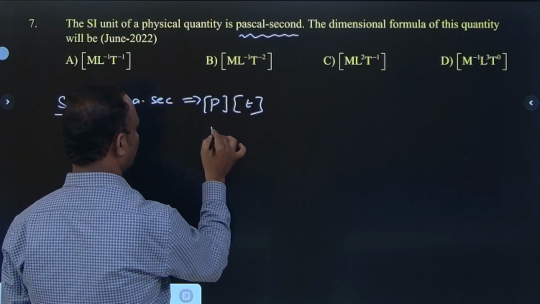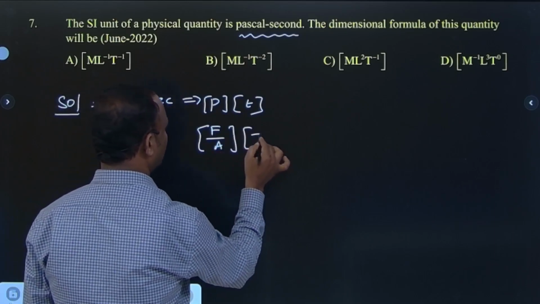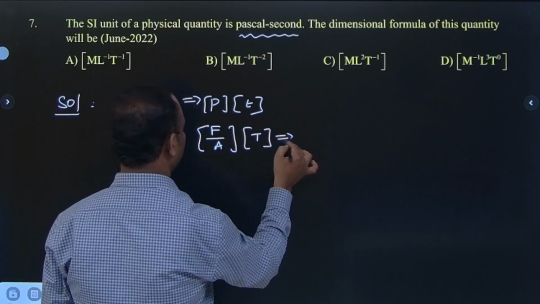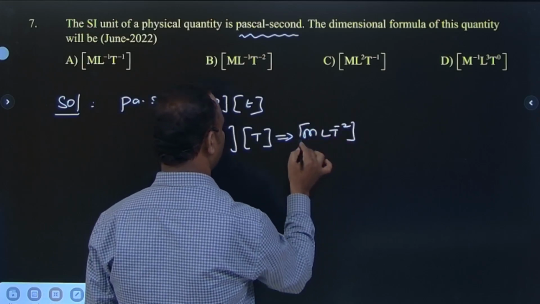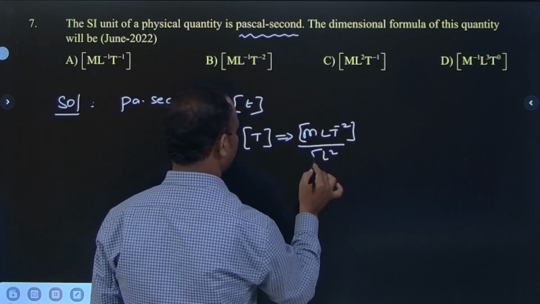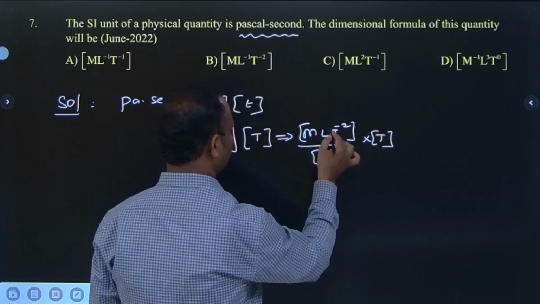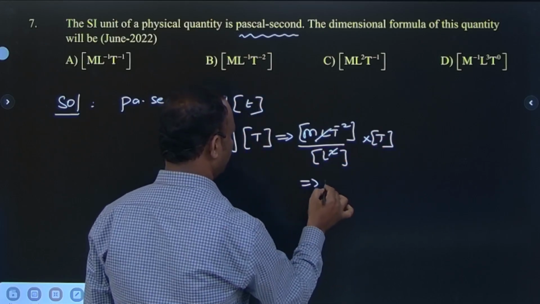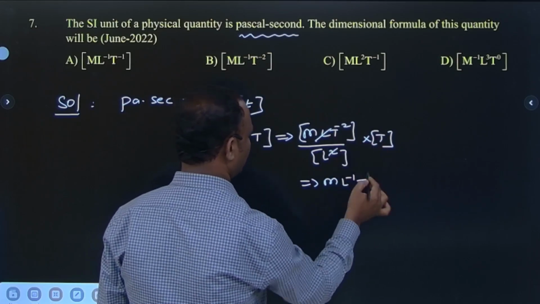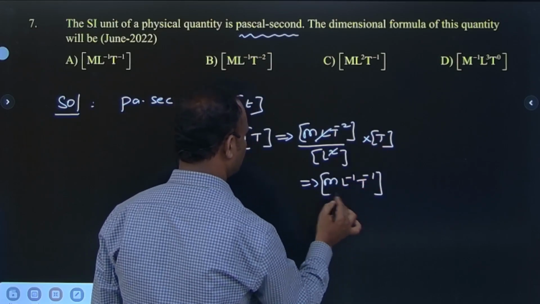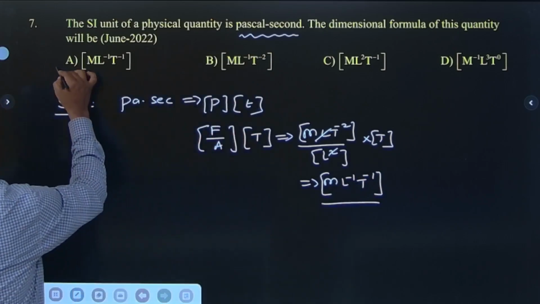Pressure is force per area. If you don't know the pressure, F is MLT minus 2, divided by L square, and then the dimension formula of time is T. This and this cancel. So we get ML minus 1 T minus 2, times T, which gives T minus 1. So ML minus 1 T minus 1, option A is correct.